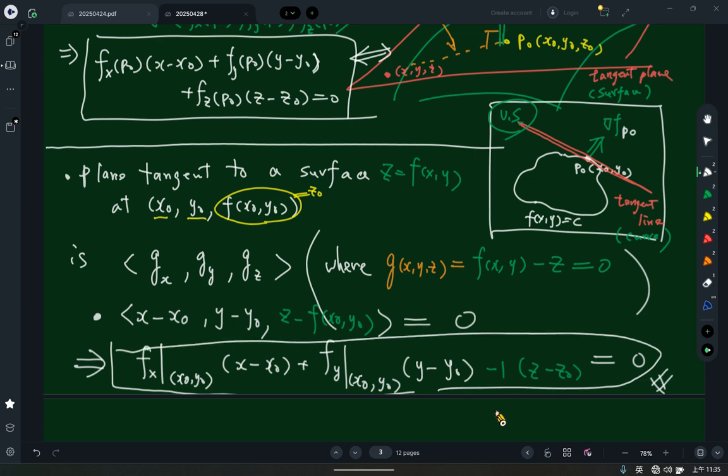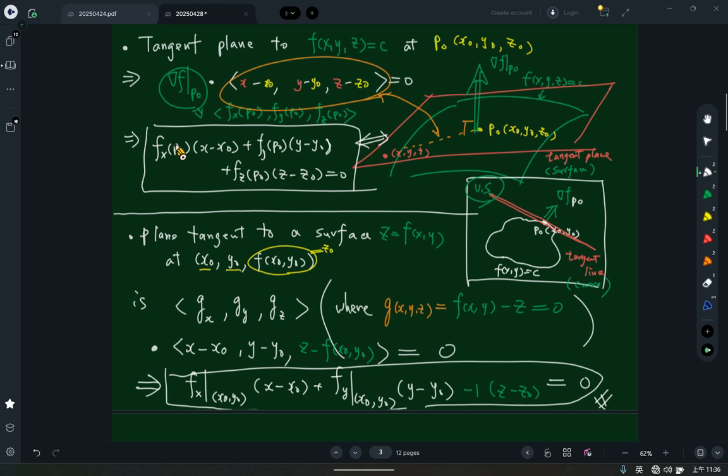But actually, they are almost the same. For this case, I make it smaller so you can have a whole picture to make a comparison. Please just pay attention to the upper part. For the upper part, I give you f of x, y, z is equal to c. For the lower part, I give you z is equal to f of x, y. Actually, they can be converted into the same one, because if I just treat it as a new g of x, y, z is equal to f of x, y minus z is equal to 0, you can notice that this one is the same as this one.